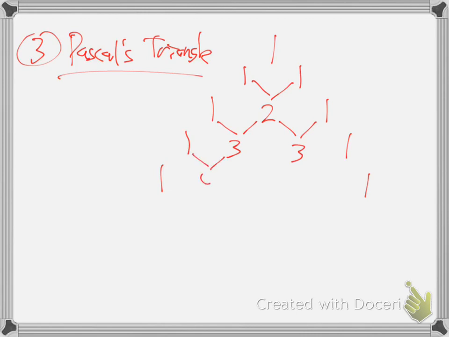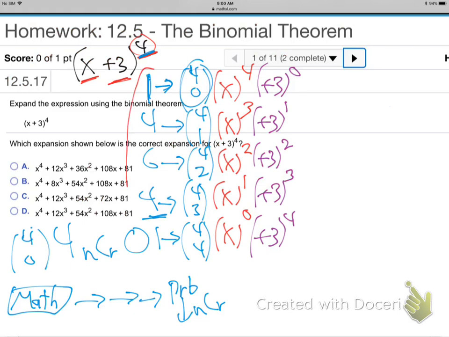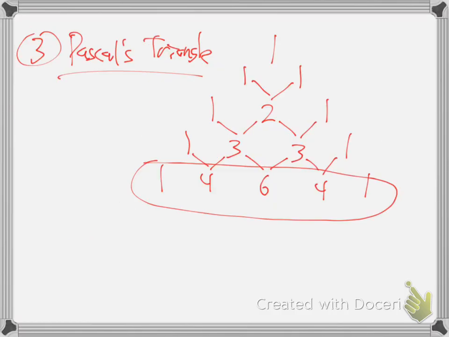1 plus 3 is 4. You always add between to go down. So 3 plus 3 is 6. 3 plus 1 is 4. Look right here. 1, 4, 6, 4, 1. Right? 1, 4, 6, 4, 1. So that's Pascal's observation. So you can get the coefficients.